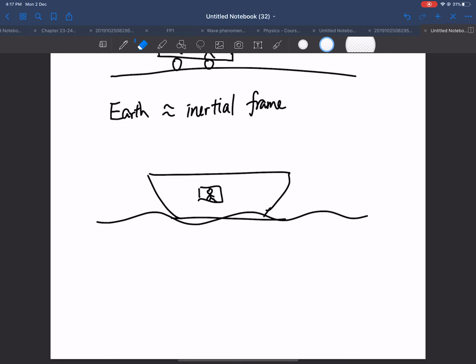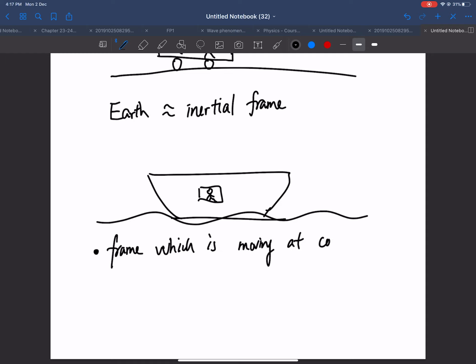So that means the inertial frames: there is a frame which is moving at constant velocity relative to another inertial frame.